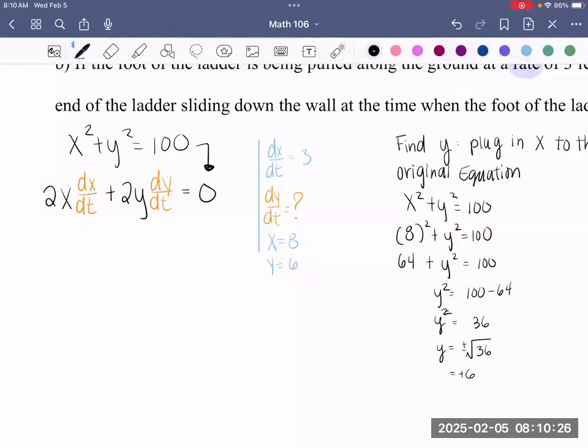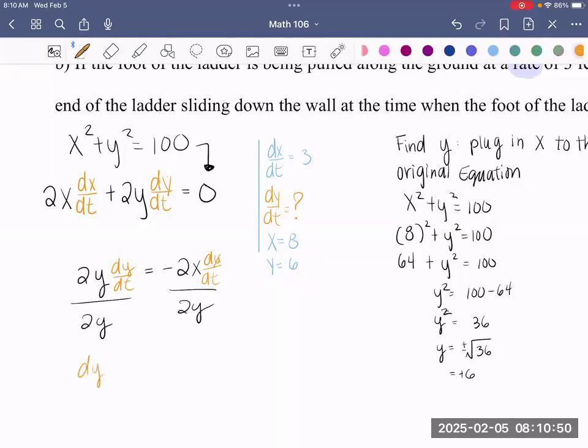Now, at this point in time, if we want to substitute everything in here, that is perfectly fine. I'm probably going to solve it all the way as we're used to in our previous lecture, right? But let's go ahead and solve for dy/dt. So I'm going to bring everything to the other side that does not have the dy/dt. So I'm going to subtract and then divide. So we now know that dy/dt is equal to negative x, reducing those 2's, we don't need the 2, negative x over y times dx/dt.